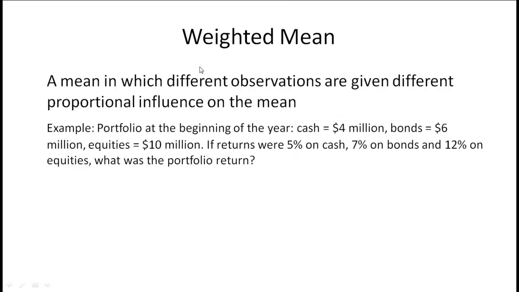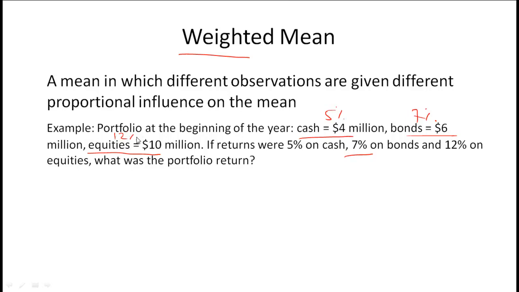The final kind of mean that we will talk about now is the weighted average, or the weighted mean. This is a mean in which different observations are given different proportional influence on the mean. So let's understand this through an example. Say you have a portfolio at the beginning of the year, which is cash 4 million, bonds 6 million, and equities 10 million. And the return on cash over the year is 5%. Then on bonds you got 7%, and on equities you got a return of 12%.